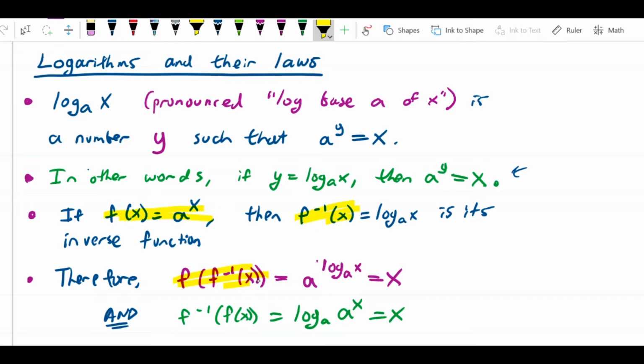So a to the log base a of x is equal to x. In fact, if I compose them in the other direction, where I start with f inverse on the outside and put f on the inside, then it looks like this. Then it's log base a, because that's the outside, that's the inverse function. Log base a of a to the x is also equal to, sorry, is also equal to x.